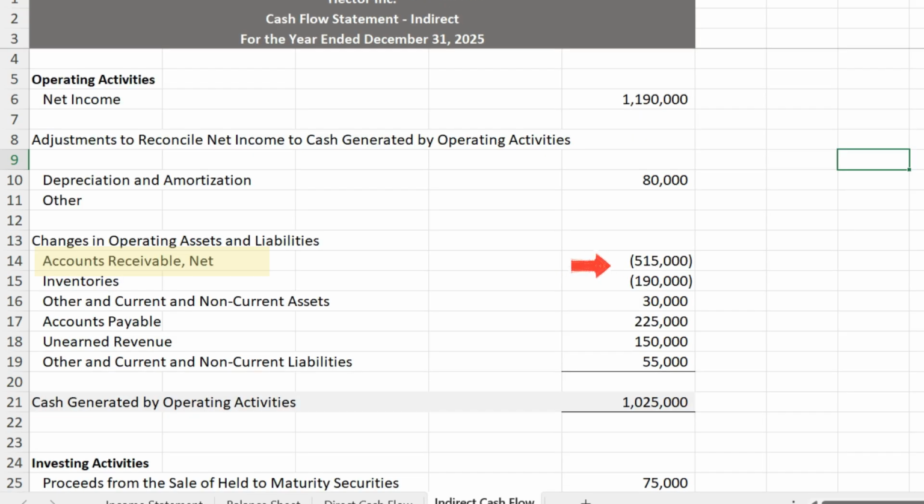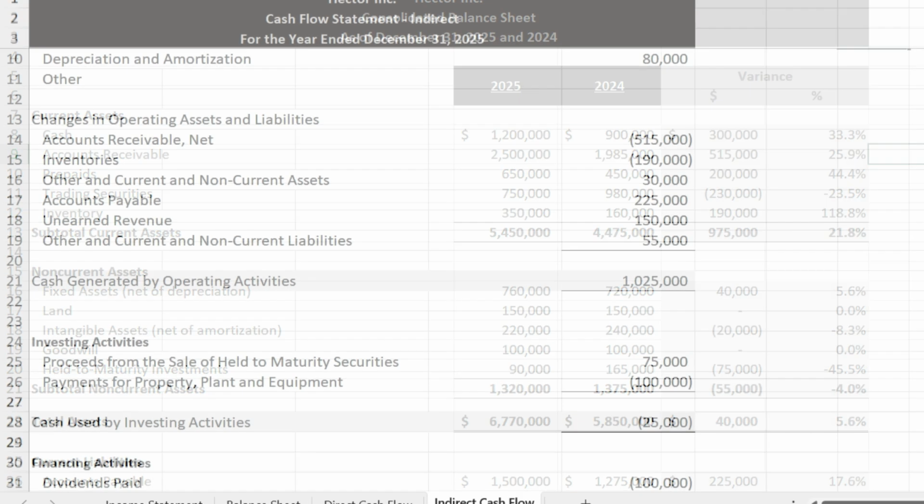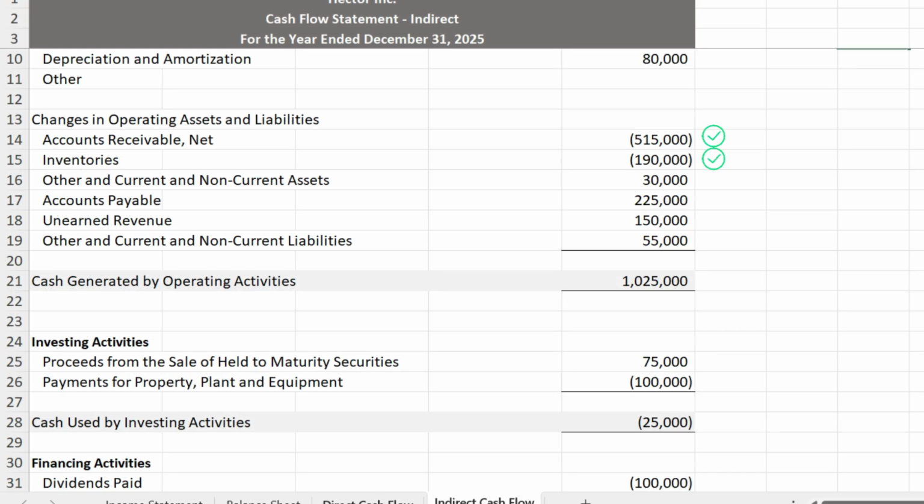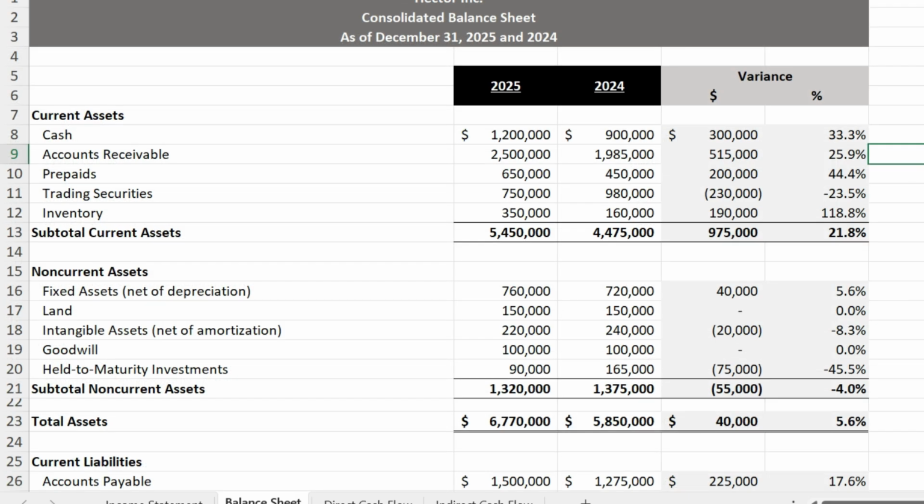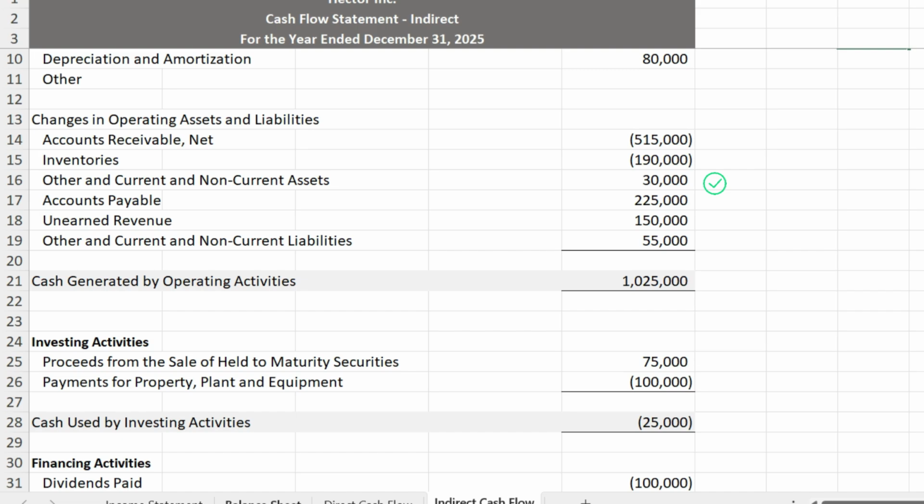So our first category is accounts receivable. I'm going to flip over to the balance sheet and I'm going to reflect the change in accounts receivable year over year. I'm going to do the same thing for inventories. What was the change in my inventory balance sheet accounts year over year? And then I'm going to grab the catch-all for other current and non-current assets. I just realized I labeled this as other and current and non-current assets. Just ignore that. And I'm going to grab all the different categories related to the changes in other items that weren't inventory and accounts receivable and reflect that in the indirect cash flow statement.